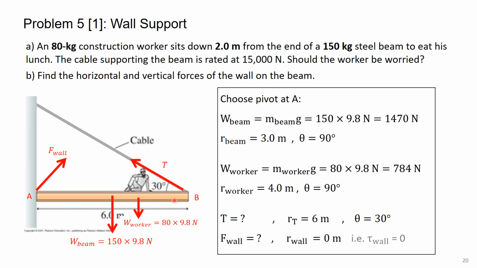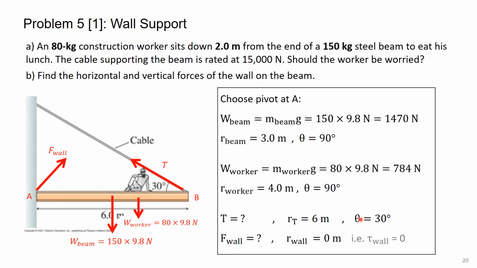You can calculate from the picture. It's 6 meters minus the 2 meters on the right side. That gives you 4 meters from the left end to the worker. And the tension in the cable, we don't know what it is, but we know the R value is 6 meters because the tension is acting exactly at point B, at the opposite end. And the length of the beam is 6 meters.